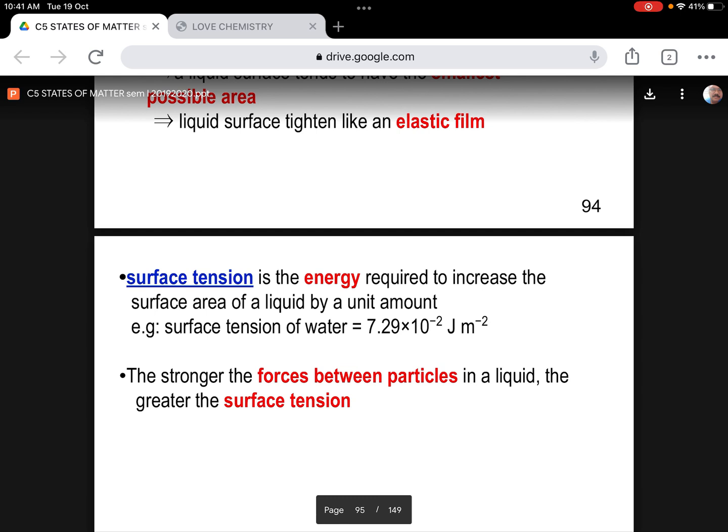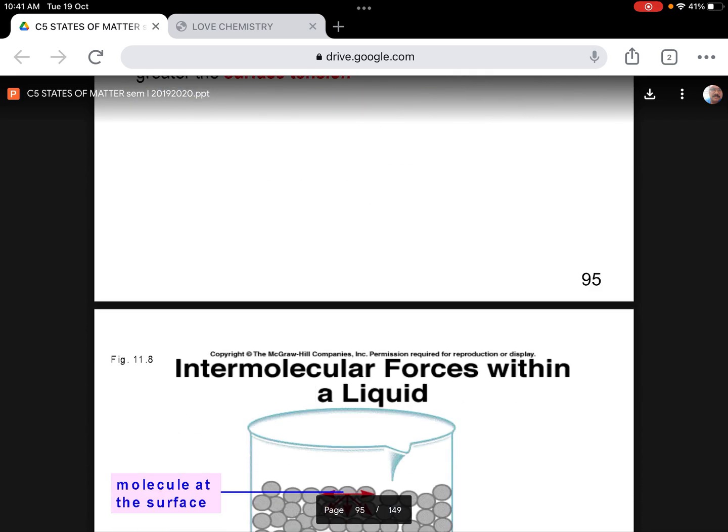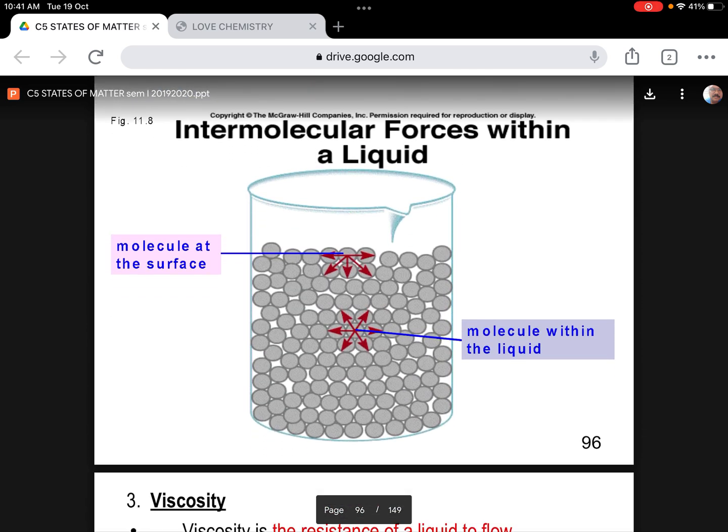Now, this is very important. The stronger the forces between the particles in a liquid, the greater the surface tension. Because the surface tension, we look at the diagram. If you look at the diagram, molecules at the surface, you can see the direction only sideways and downwards, while molecules within the liquid are pulled in all directions. So you try to imagine the molecules at the surface. If the intermolecular forces are very strong, then the surface will be tightened much more strongly. Therefore, the surface tension is very high.